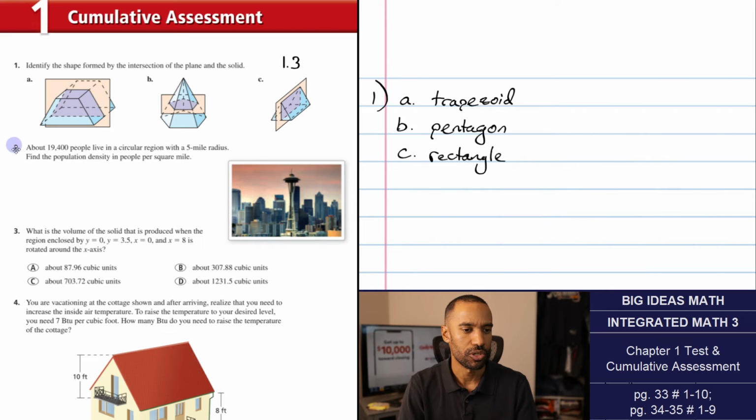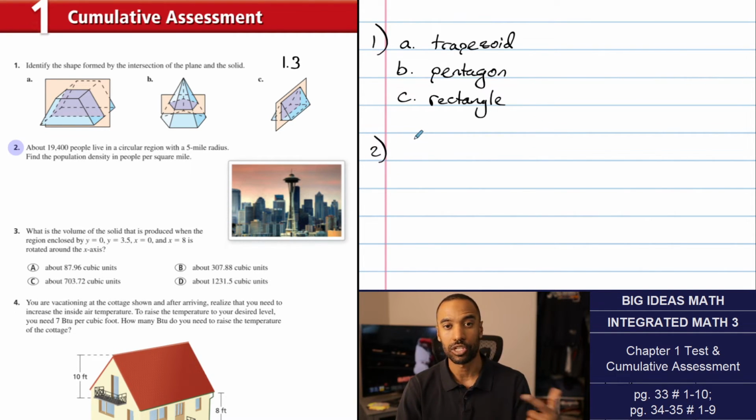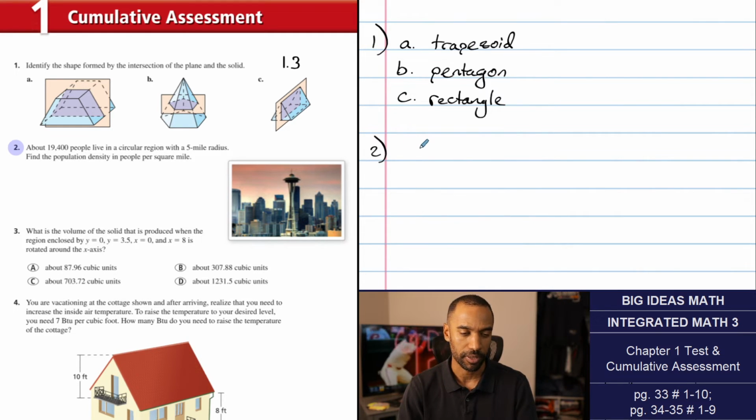Let's move on to number 2. About 19,400 people live in a circular region with a 5-mile radius. Find the population density in people per square mile. So if you just came off the chapter test portion, we did something where we found the population. This time density is population over area, and we have both of those.